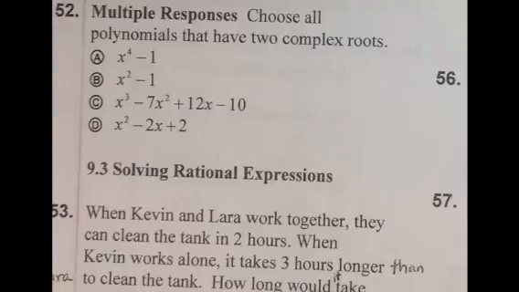Right there. Okay, so for number 52, it's asking you to choose all polynomials that have two complex zeros. So complex zeros are the ones with imaginary roots, complex roots, these are ones with imaginary numbers, okay? So the first one you can factor as x squared plus 1 and x squared minus 1. This is going to give you two real numbers, but this is going to give you two imaginary numbers, plus or minus i.